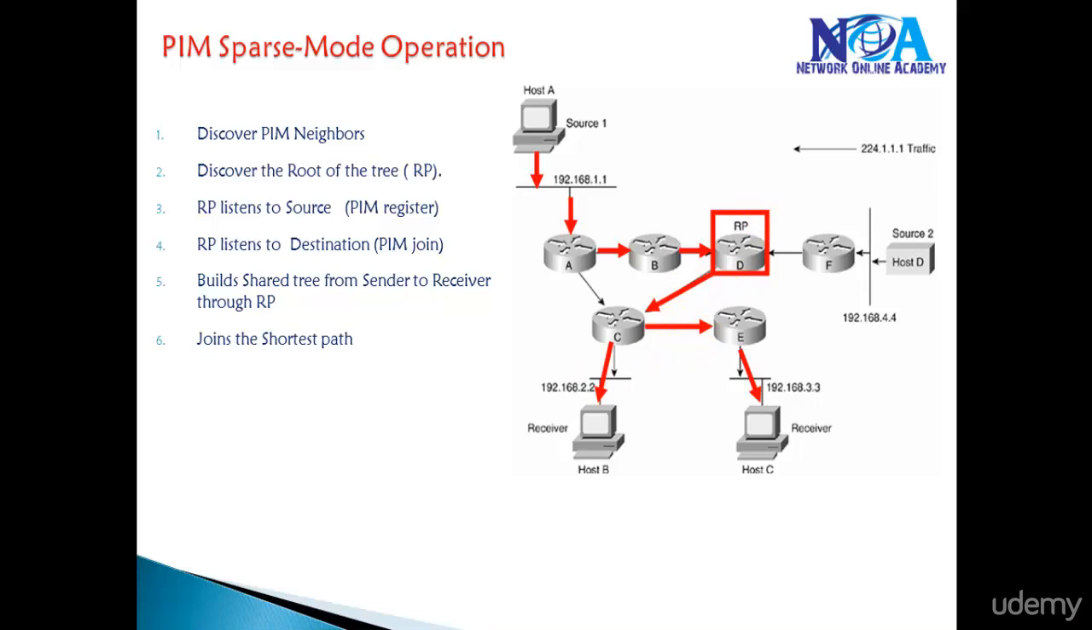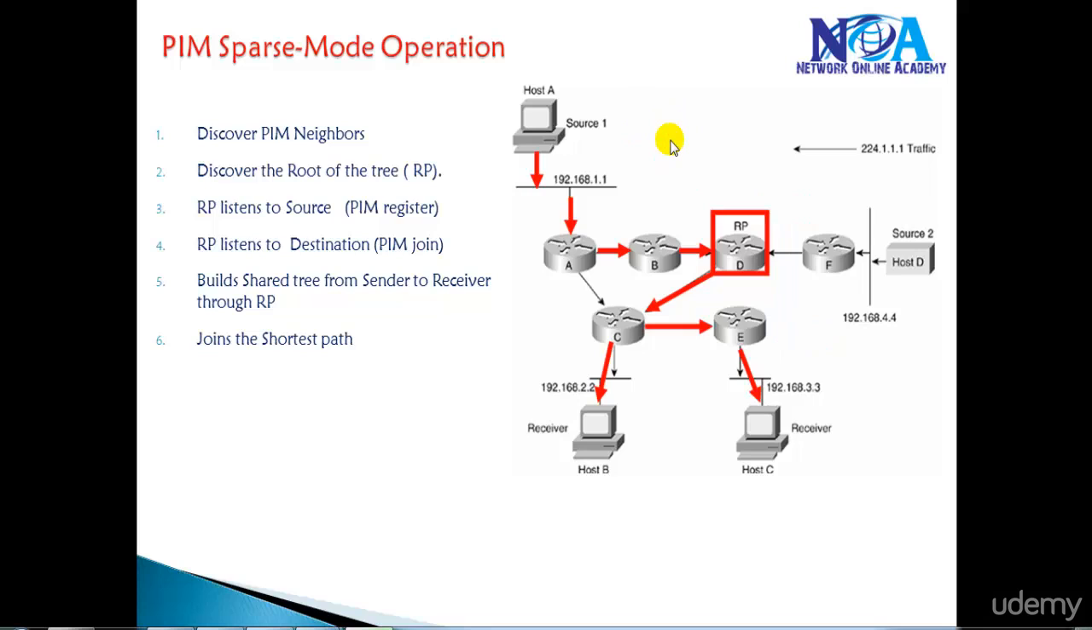Now from the RP towards the downstream router, they all have star comma G entries, and from the RP towards the source, it will have something called S comma G entries. Now that's the fourth step.